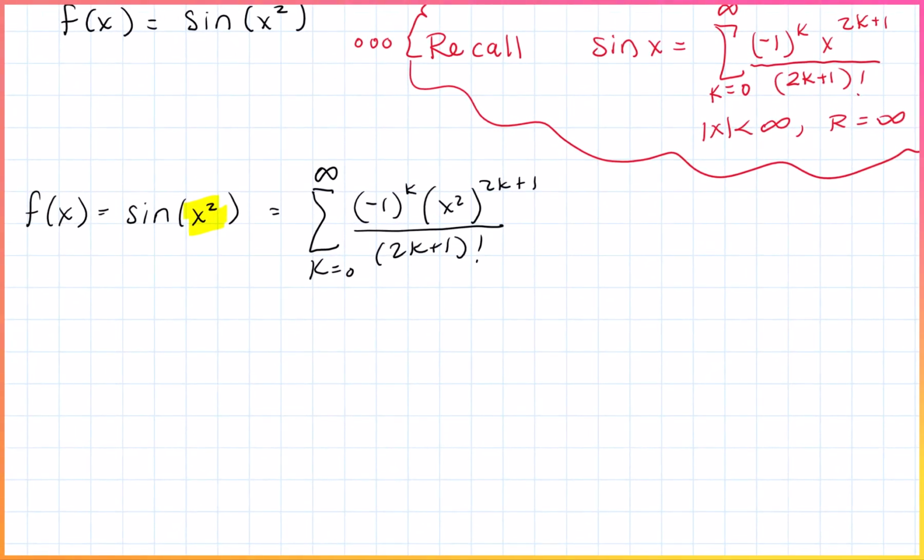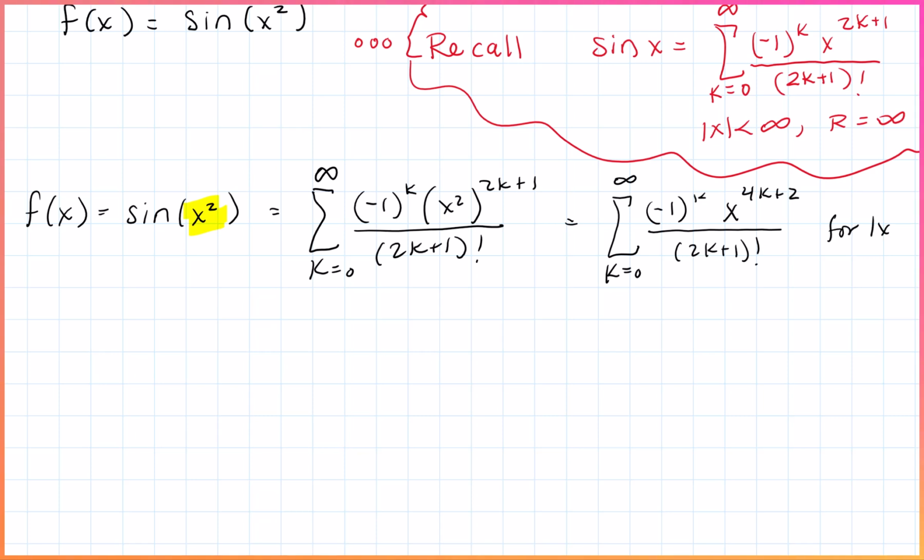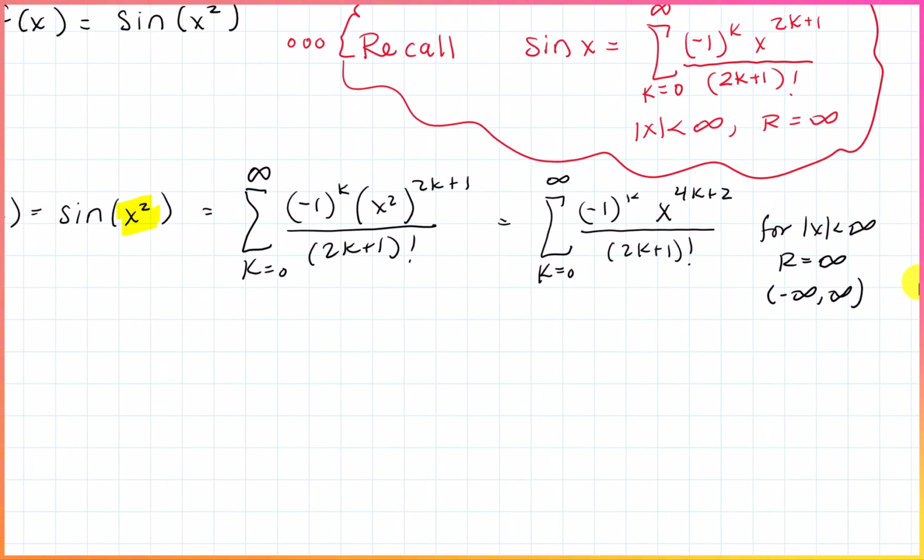Now I'm going to simplify that a little bit before I take the derivative. So that goes from k equals 0 to infinity, negative 1 to the k, x to the, using rules of exponents, 4k plus 2, all over 2k plus 1 factorial. Now that is true for all x. A better way to say that is it has a radius of convergence of infinity and an interval of convergence from negative infinity to infinity. So this is true for all x's, and that will hold true when I take its derivative and its integral.